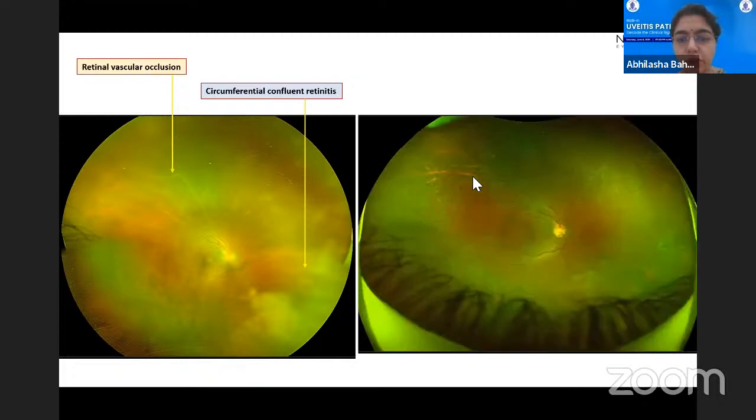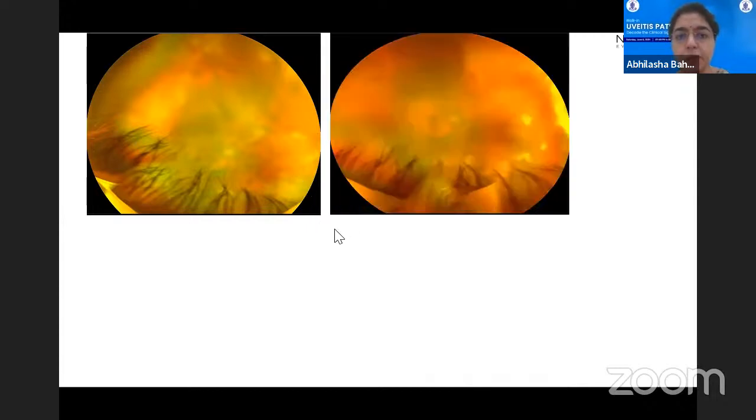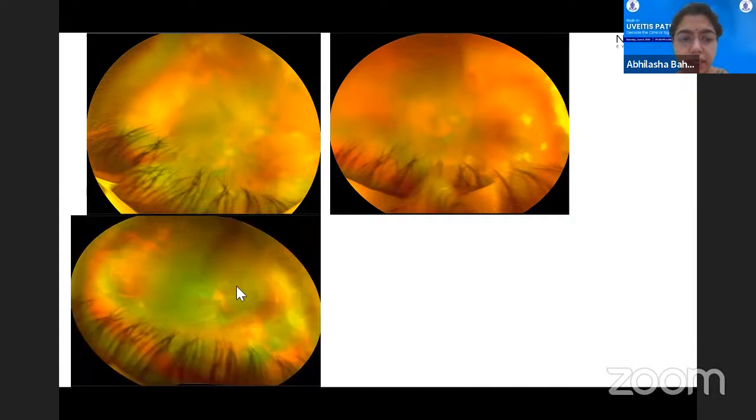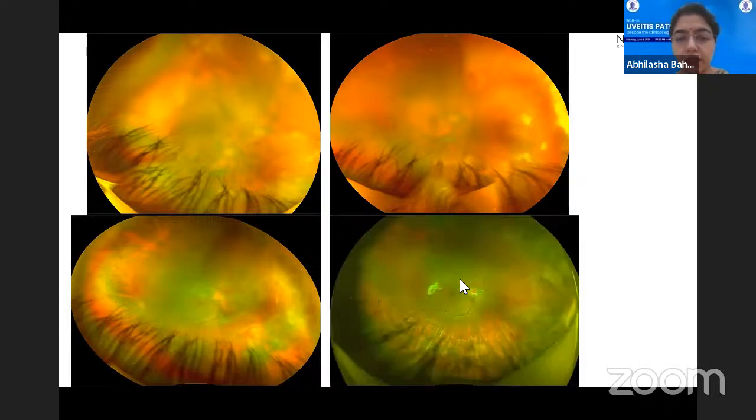And this is following treatment. This patient needed extensive laser for the ischemia. Sometimes the vitritis is very severe and we may hardly see the retinal findings. In such cases, there should be a high index of suspicion and the diagnosis should be confirmed with a PCR. These patients should be closely followed up because they might develop a retinal detachment, as in this case. This patient had a shallow retinal detachment, and this is the clinical picture after the VR surgery.